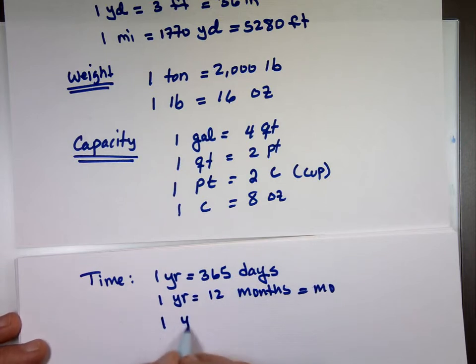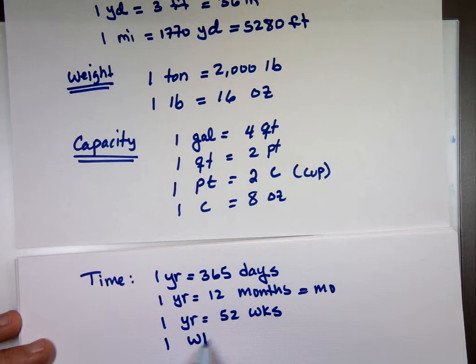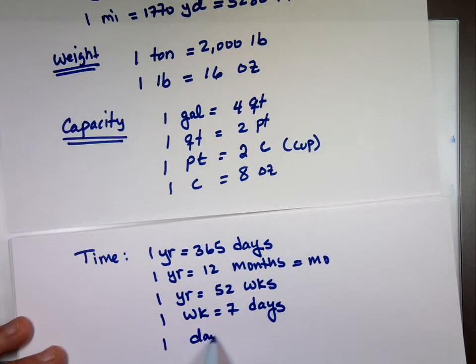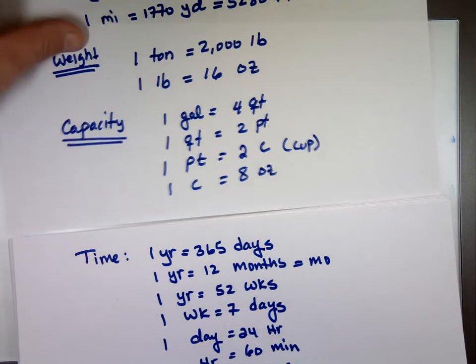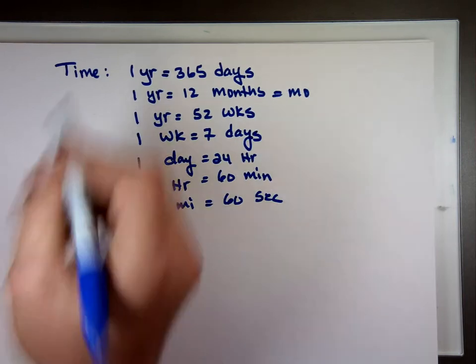1 year has how many weeks? 52 weeks. 1 week has how many days? Those are 7 days, right? Those we don't have to worry about, we know them. 1 day has how many hours? 24 hours. 1 hour has 60 minutes. And 1 minute has 60 seconds. So this is what we use in terms of units in the US.